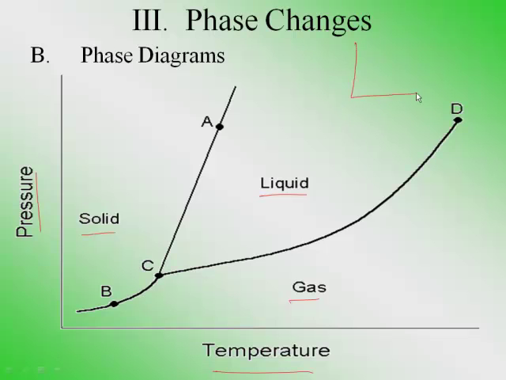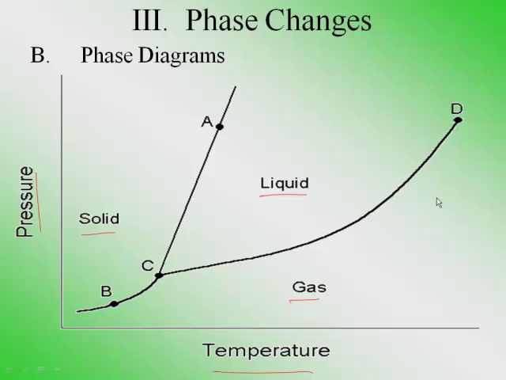Sometimes you'll see phase diagrams that look like this. They have this really tiny section because there might only be a little bit of liquid for that substance, or a really large gas section if it's always a gas. It doesn't matter how big these sections are because it will always be solid on the left, liquid in the middle, and gas on the bottom right.